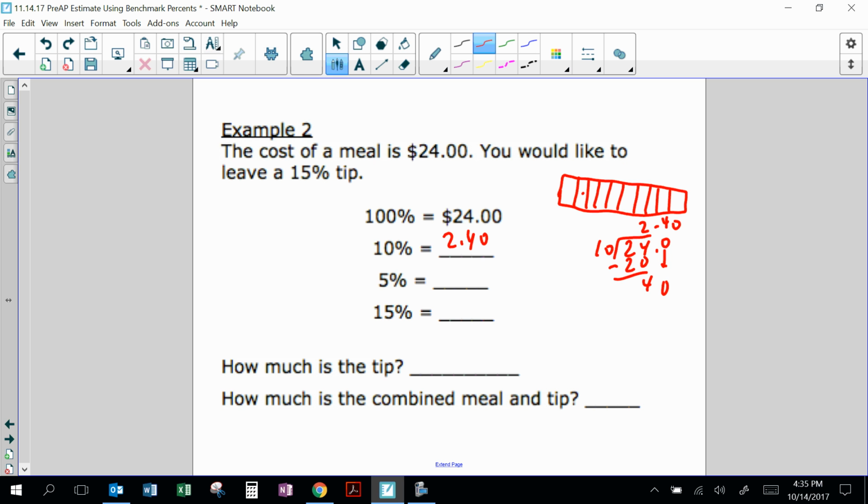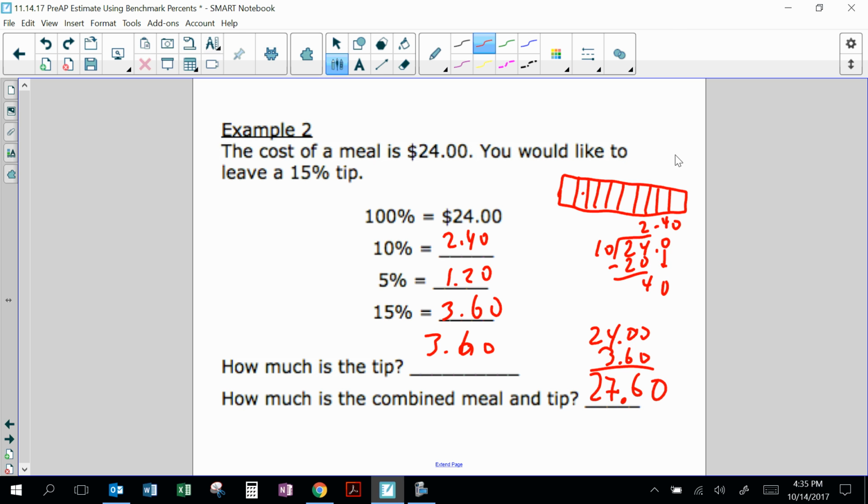So what's 5% then? Well, 5% is half of 10%. So half of $2.40 is $1.20. That means 15% must be $3.60. How did I get that? Every 10% is $2.40, 5% is $1.20. Put them together, so the tip is $3.60. So what is the combined meal and tip? The meal is $24. The tip is $3.60. So the combined total is $27.60.